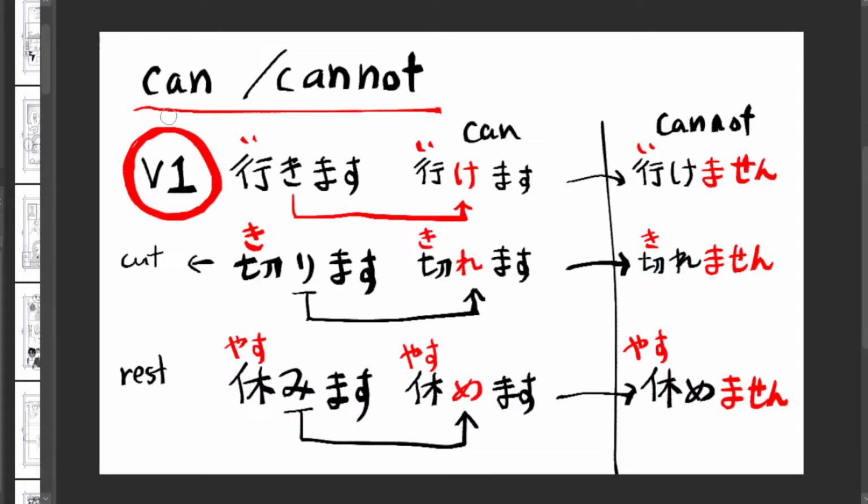For verbs that belong to the V1 group. Next, we're going for V2. If you have any questions, feel free to write comments, and I'll try to look. So next, can and cannot for V2. Just a recap, V2 is the verb that ends with the sound e before masu.